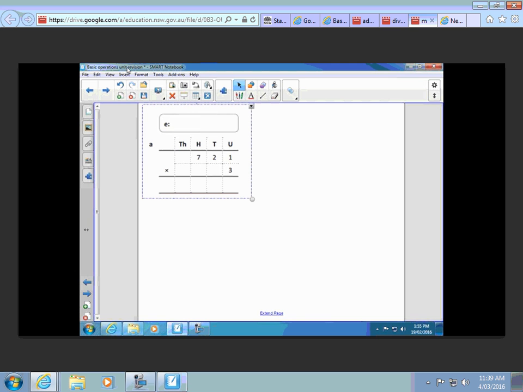Alright, welcome back to the basic operations revision. We're going to be looking at multiplication now, so let's get started. Once again, we're going to remember to use our units, tens, hundreds, thousands, using our place value. Our times sign down here. So 3 times 1 is 3. 3 times 2 is 6. 3 times 7 is 21. Okay, and there's our answer.